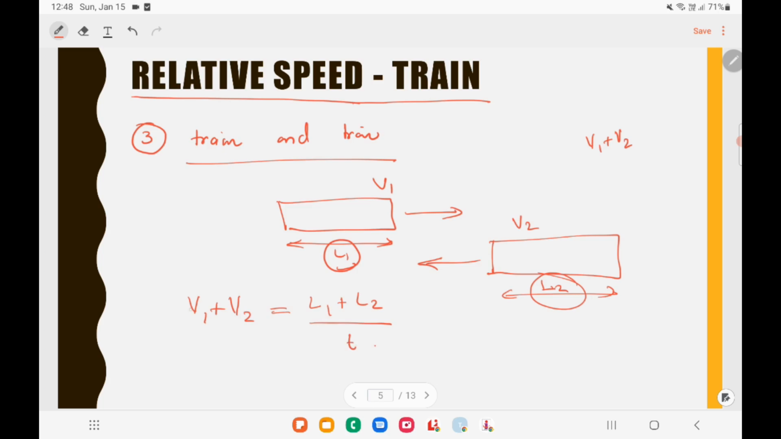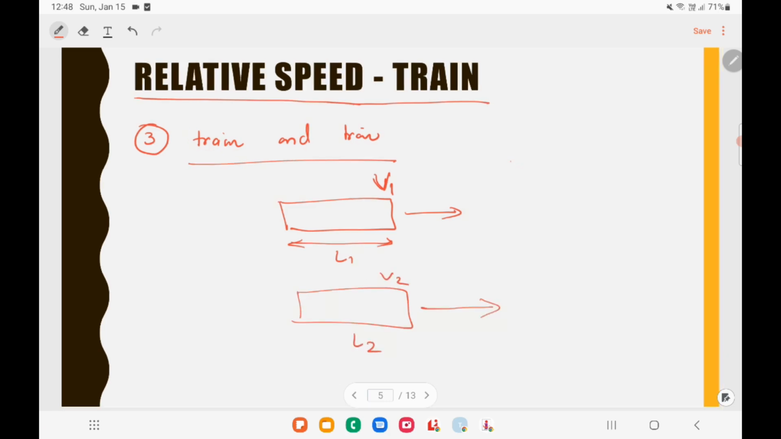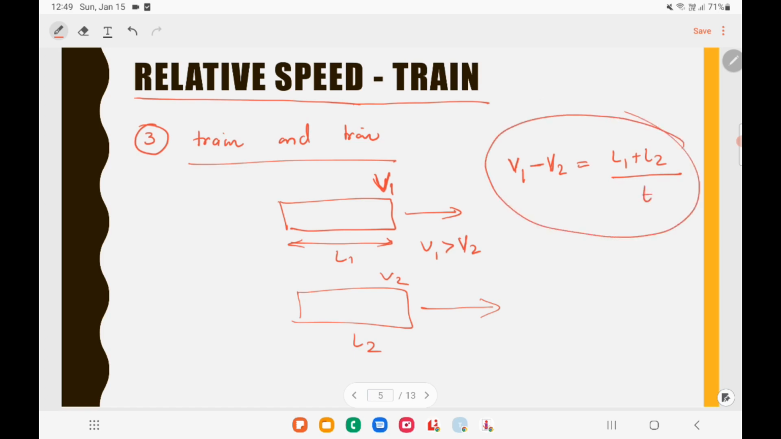And if the trains are traveling in the same direction, for example, the first train is moving like this with velocity V1 and length L1, and the second train is also moving in the same direction with length L2 and velocity V2, then we know that the relative speed will be V1 minus V2, assuming that velocity V1 is greater than velocity V2. Then V1 minus V2 is equal to L1 plus L2, that is the distance covered, divided by time. So you need to use this equation.